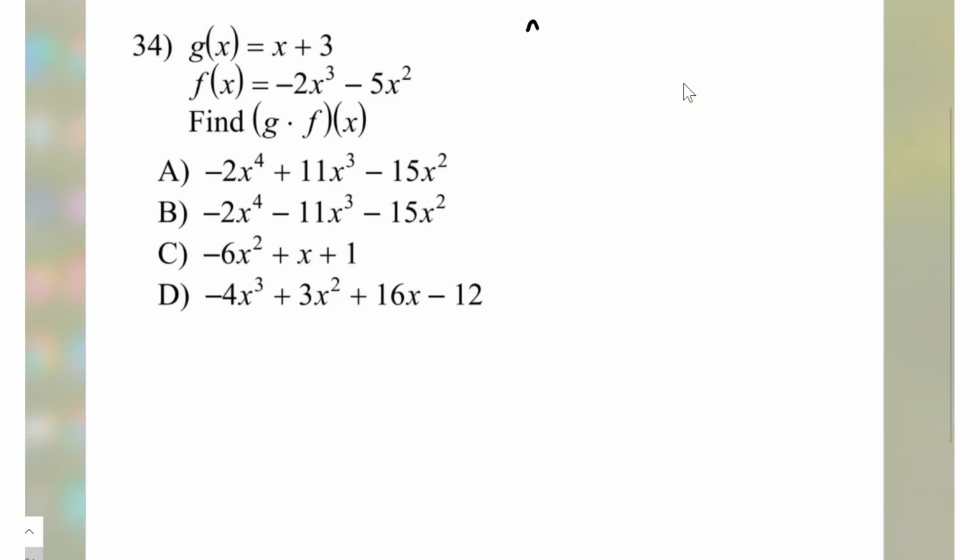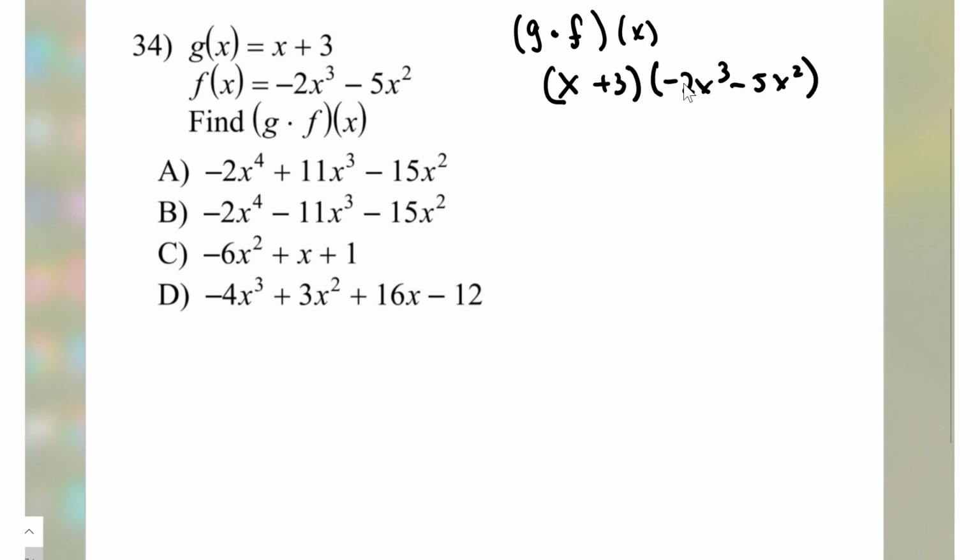When you have G times F, that little dot times F, that means to multiply. So we have x plus 3 times negative 2x cubed minus 5x squared. This part, once again, is G, and this part is F. So we're multiplying. Go ahead and do the FOIL method.